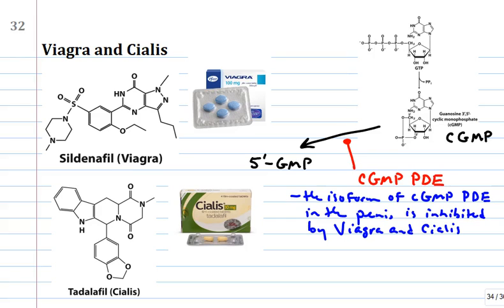So, the isoform of cyclic GMP phosphodiesterase in the penis is inhibited by Viagra and Cialis.